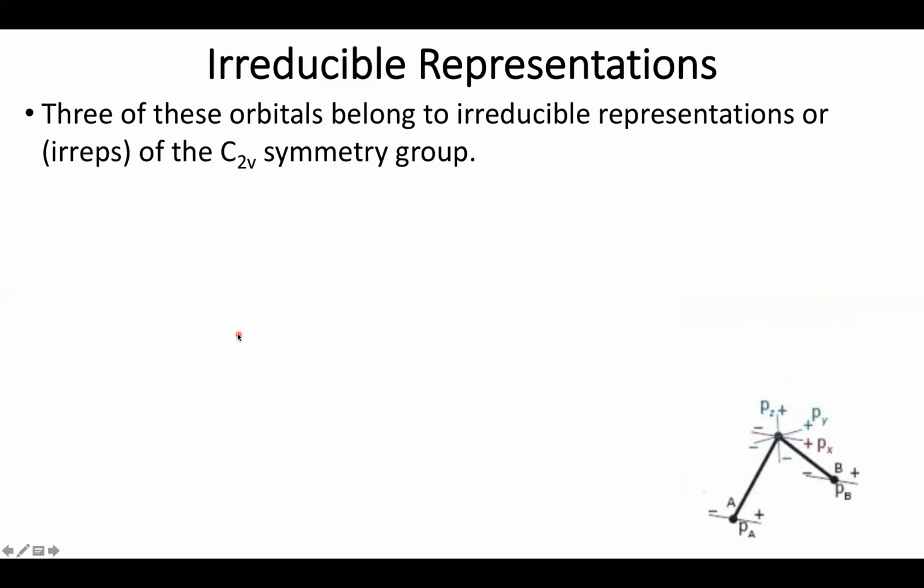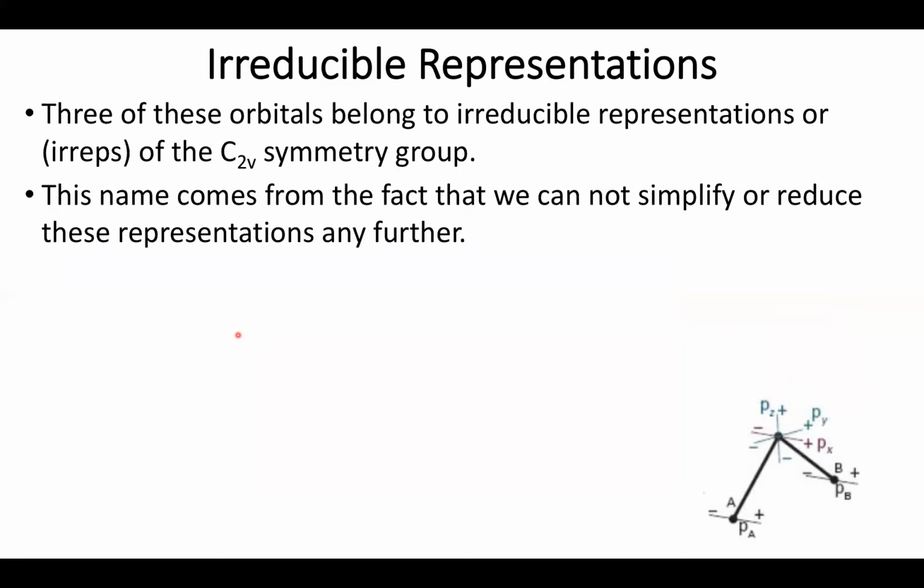And this ends up telling me that all three of these belong to an irreducible representation, which you're also often going to hear me describe as an irrep of the C2V symmetry group. So where this name essentially originates from is the idea that I can't simplify their description or their representations any further. They behave as simply as possible as it is for an element of this C2V point group to behave.